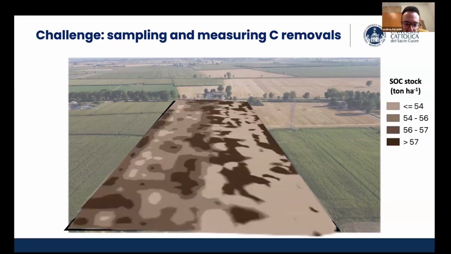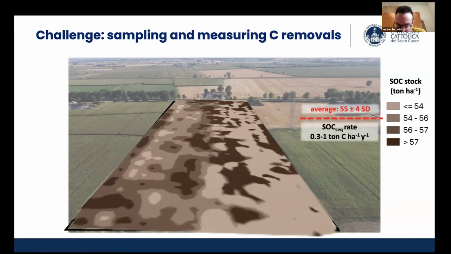This is the sample taken translated in a digital soil map. And this is the variability, which is the soil carbon stock. We have on average 55 tons, plus minus 4. So it's already a lot of variability. But what's then the potential to sequester carbon?